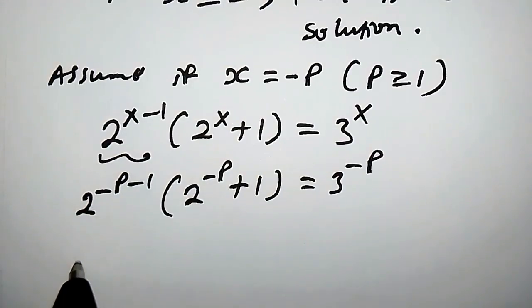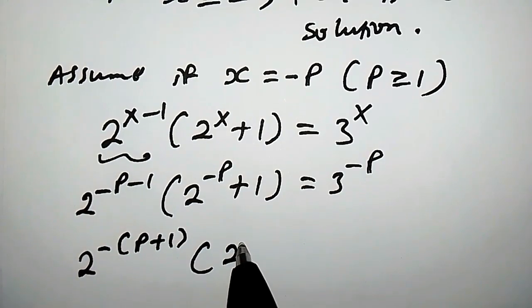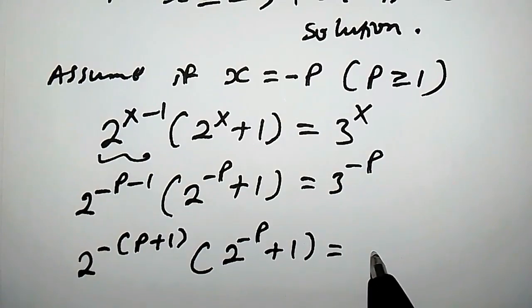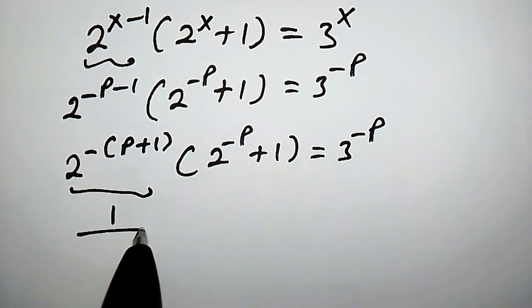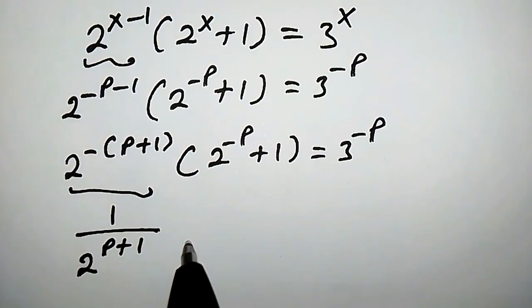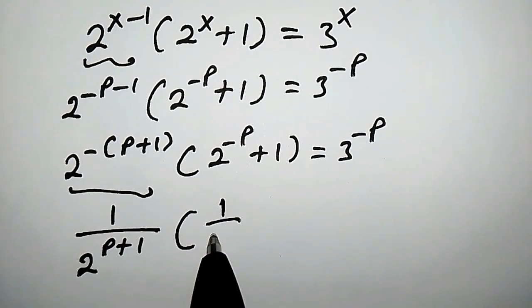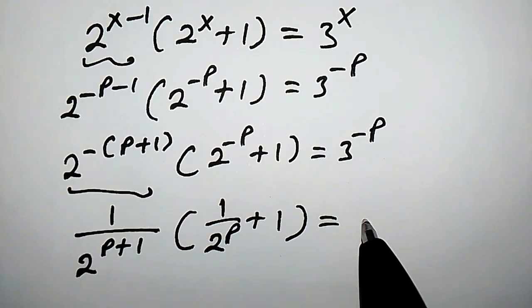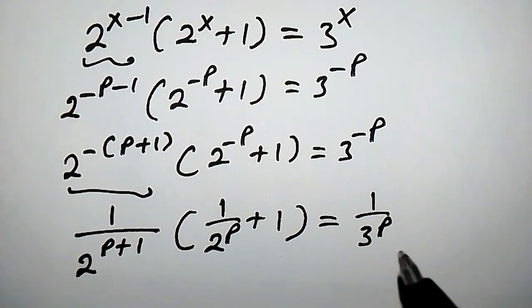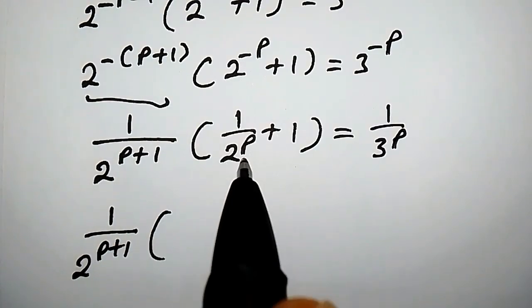We can write this guy as 2 raised to minus p, times 1, plus 1, times 2 raised to minus p plus 1 equal to 3 raised to minus p. 2 raised to minus p plus 1 can also be written as 1 divided by 2 raised to p, plus 1, times 2 raised to minus p can also be written as 1 divided by 2 raised to p, plus 1, equal to, we can also rewrite 3 raised to minus p as 1 divided by 3 raised to p.